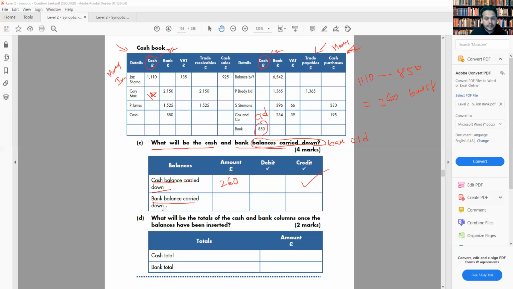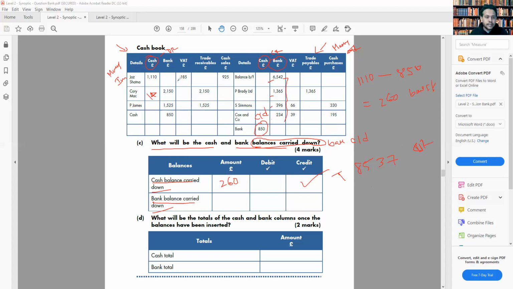On the other hand, look at the bank now. So the bank balance carried down. It looks like the credit side is higher on the bank and the debit side is lower. If we add all of this, let's have a look how much it is. 6542 plus 1365 plus 396 plus 234 gives me 8537. That's my bank total, and that's my credit side.